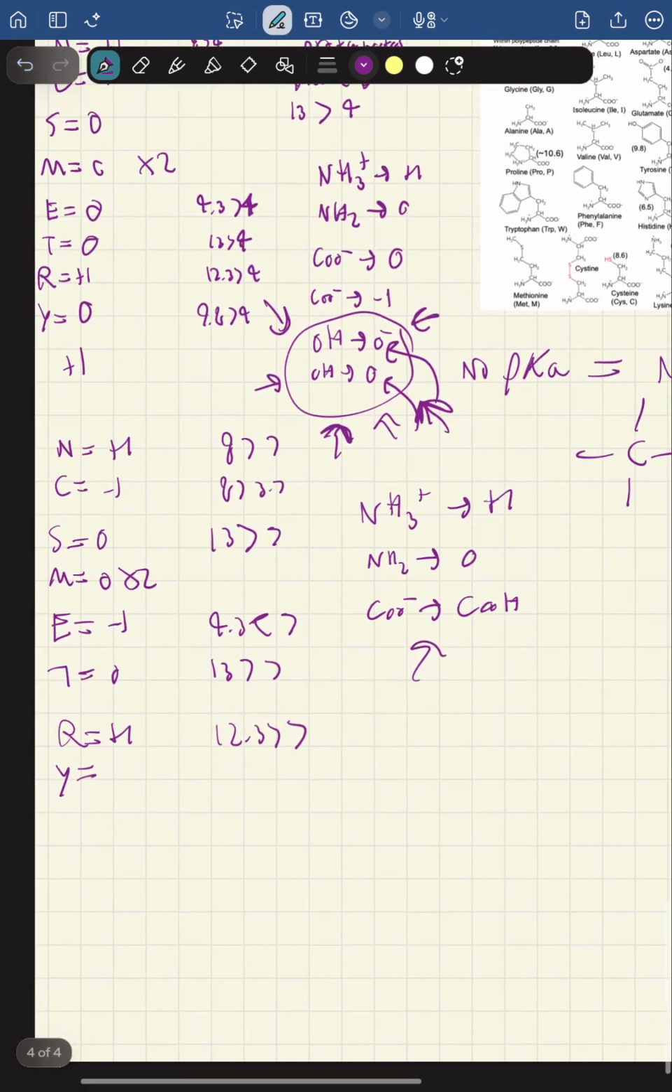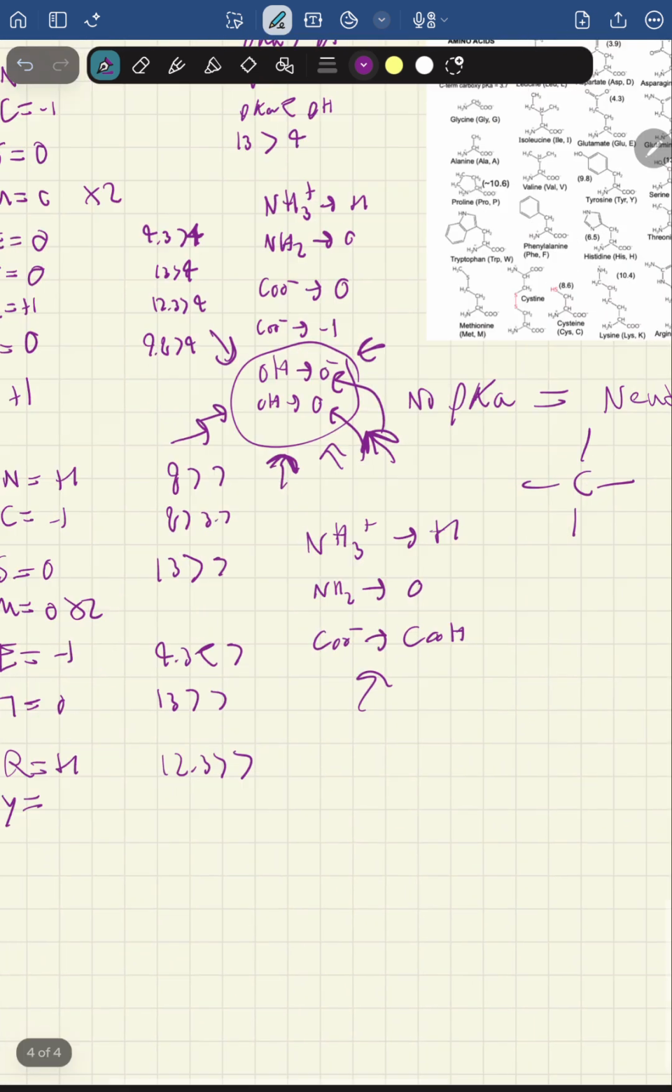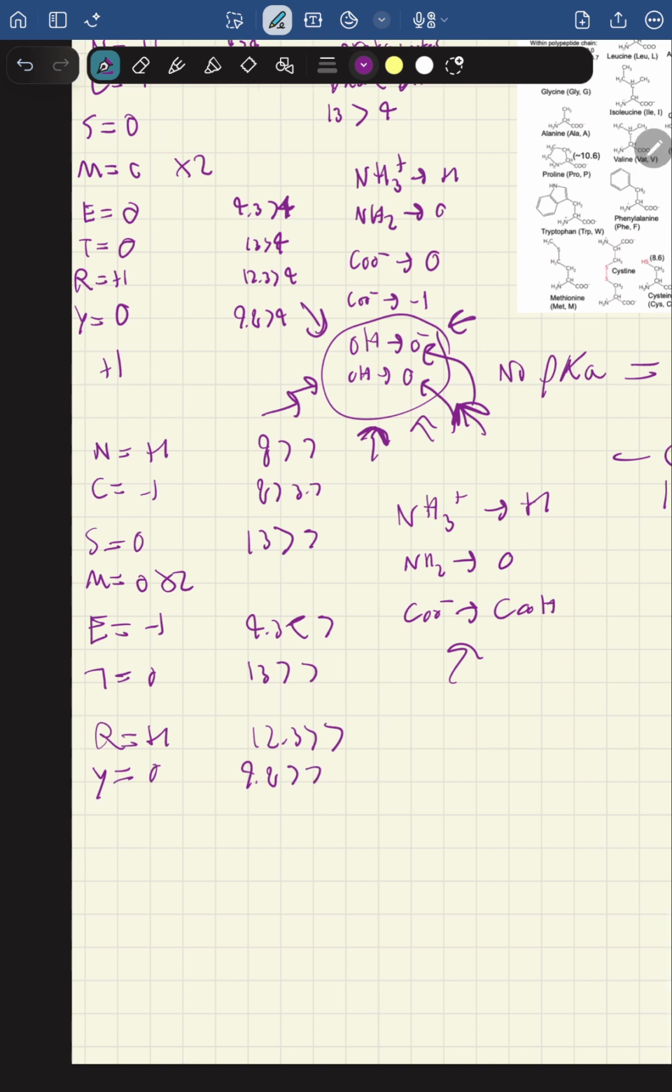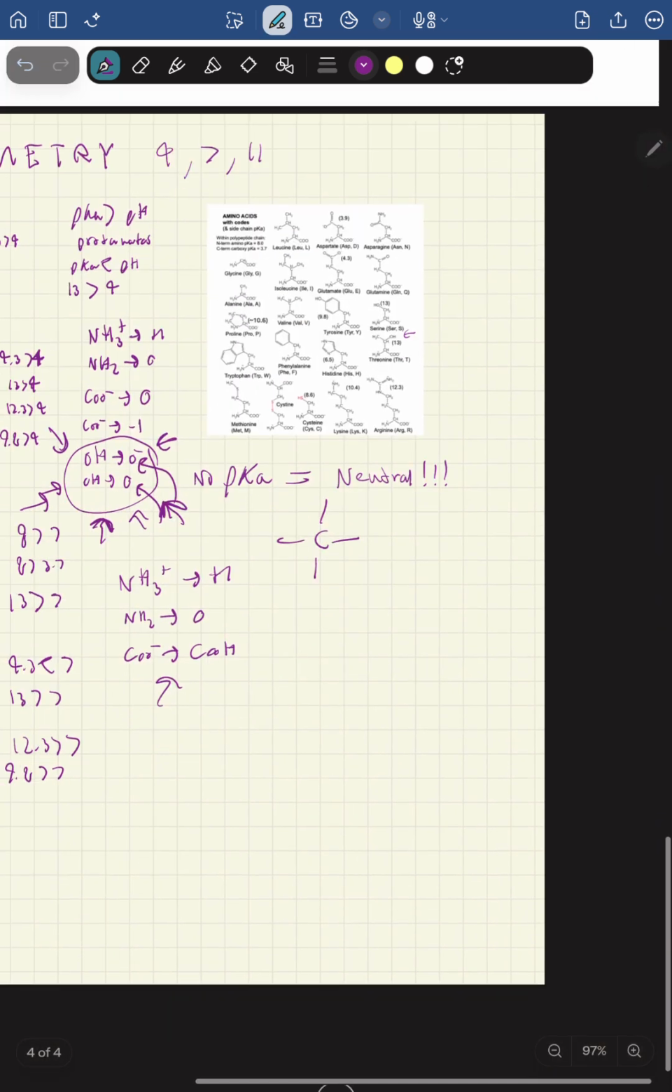Tyrosine, an OH group. One last time, take a look at the OH group. What is it? It's gonna be protonated. 9.8 is bigger than 7, and it's gonna be 0. Add all these up. These two cancel up top, and oh, it's just 0. Love that.